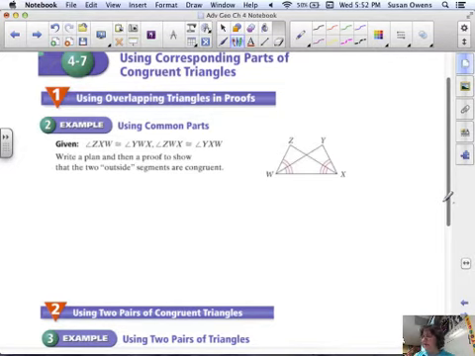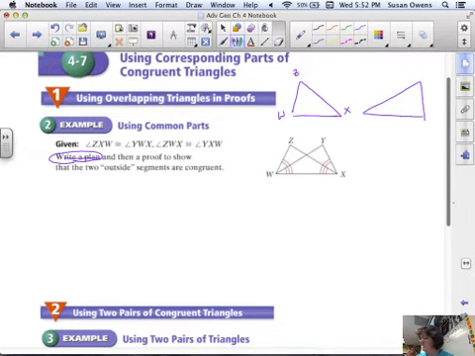So when it says write a plan, what I want you to do is take the two triangles that you're trying to prove and separate them. Okay? So right above them, I'm going to draw the two triangles that I'm trying to prove are congruent. And this is WZX, and on the other side I've got WYX.